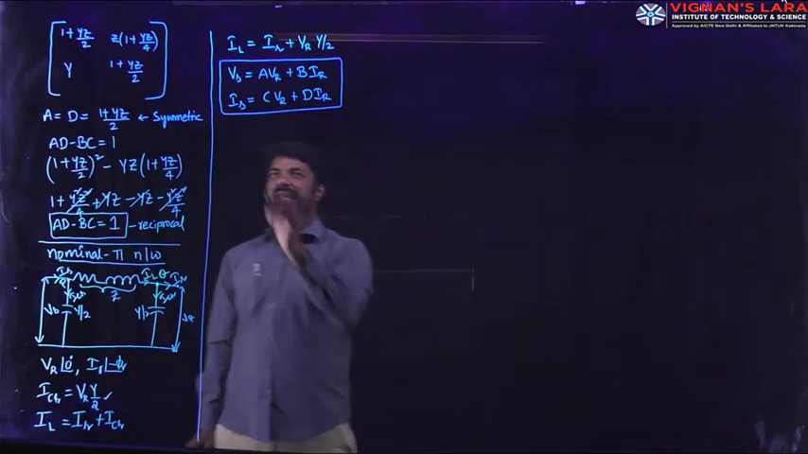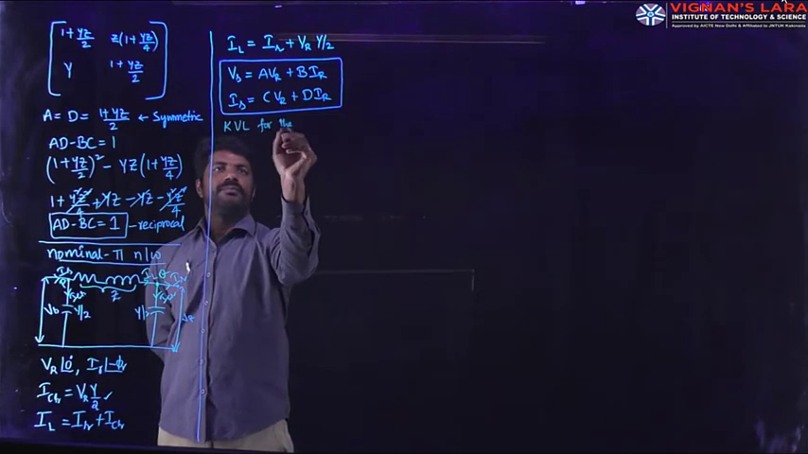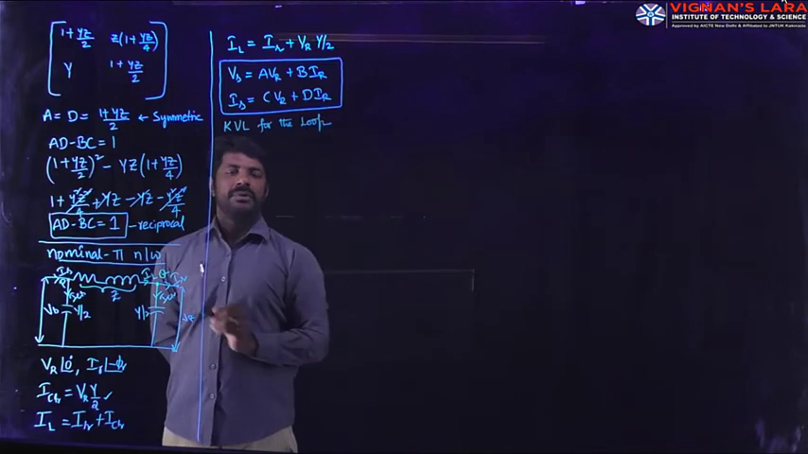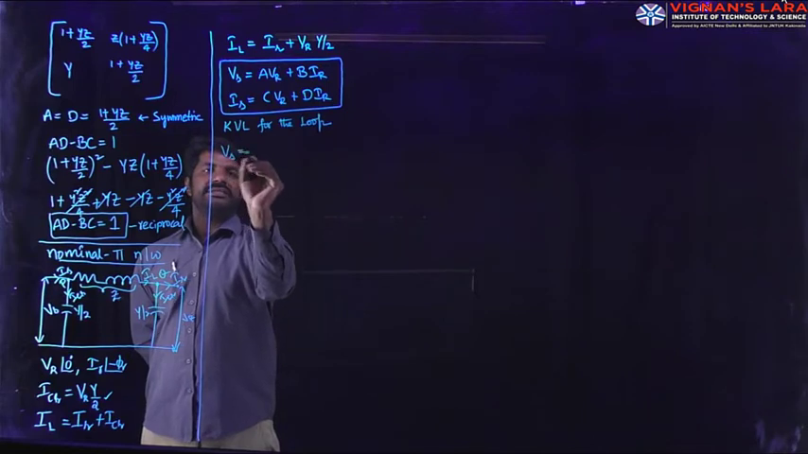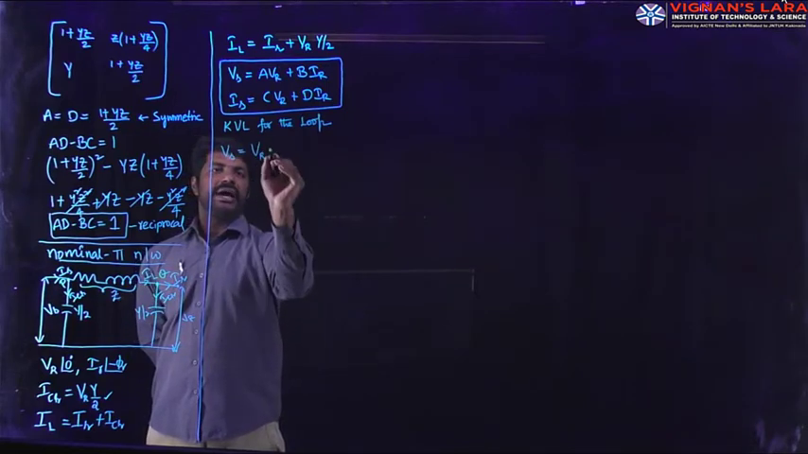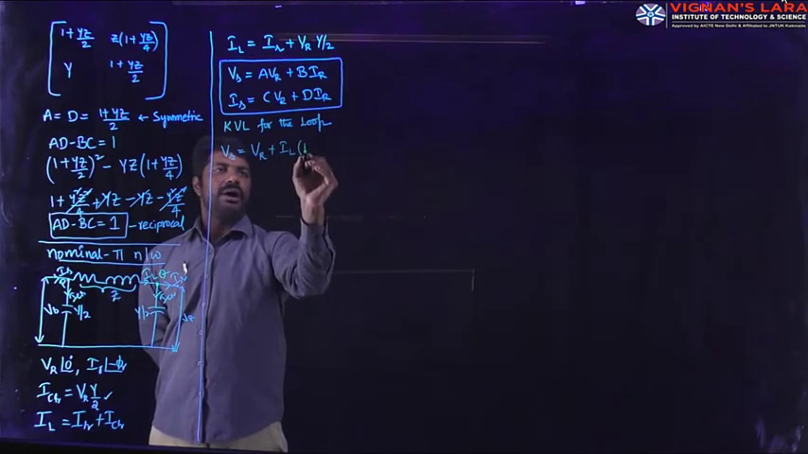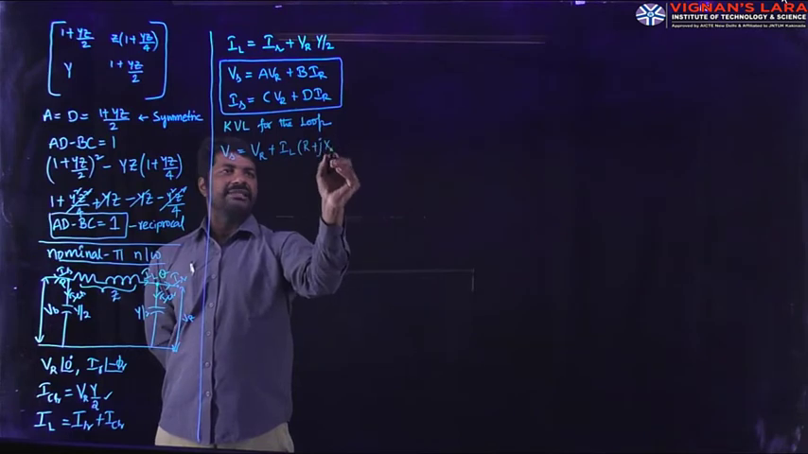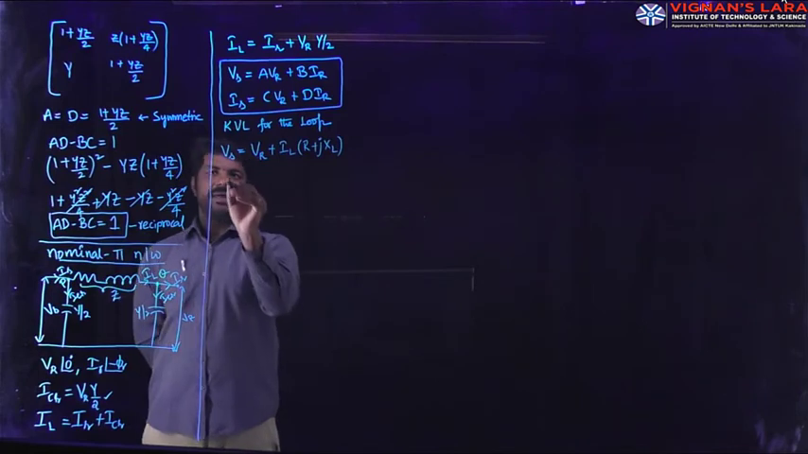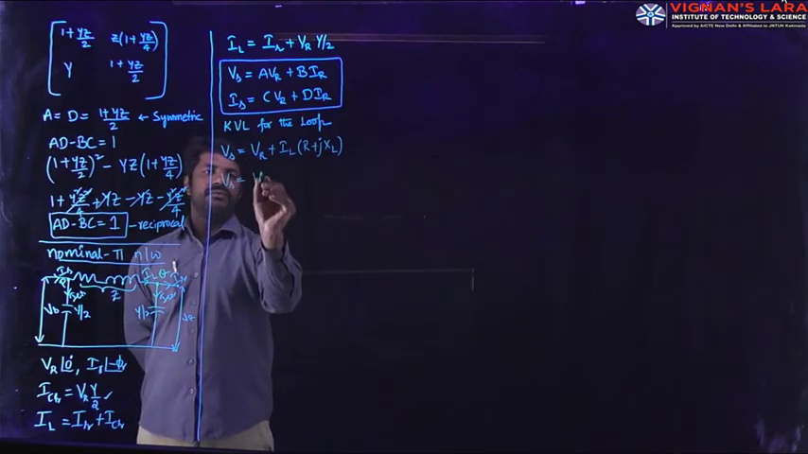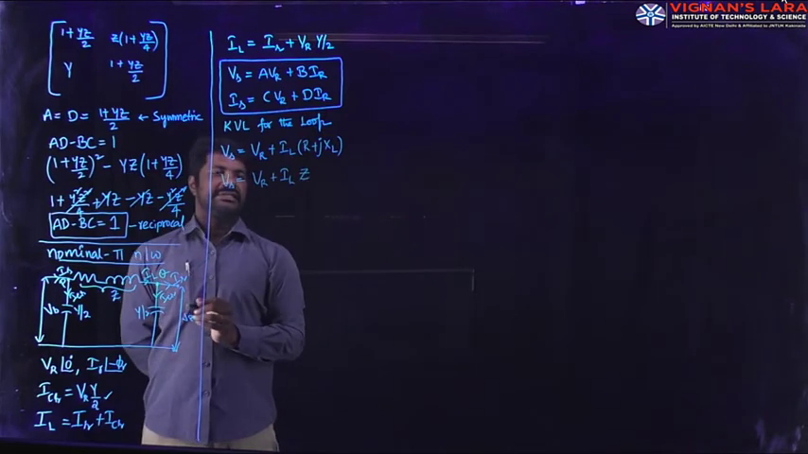Then what is KVL? Let me write the KVL for the closed loop. If you apply KVL for the loop, then the sending end voltage Vs is equal to the receiving end voltage Vr plus the drop in it. What is the drop in it? IL into R plus jXL. Since R plus jXL is the series impedance, I can write that Vs is equal to Vr plus IL into Z, series impedance Z.